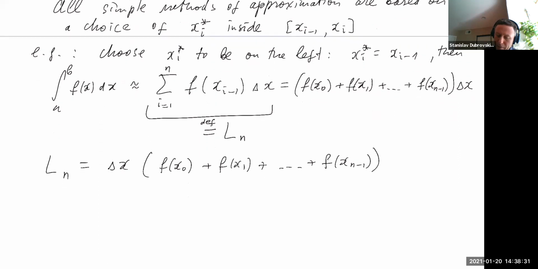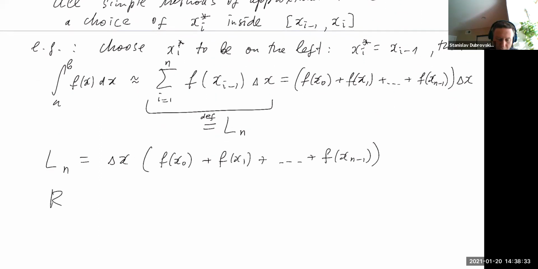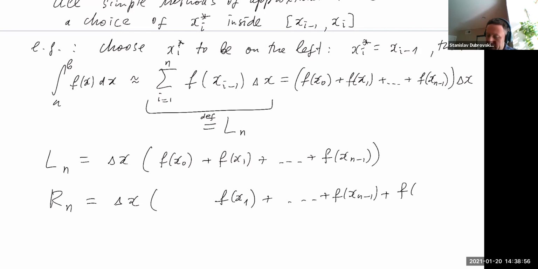Similarly, the right-hand rule, or just right rule with n subdivisions. Then we will have delta x. Now we will start at the rightmost point of the first interval. The first interval is from x_0 to x_1, so we'll end up with f(x_1) plus dot dot dot plus f(x_{n-1}) plus the very last one will be f(x_n).